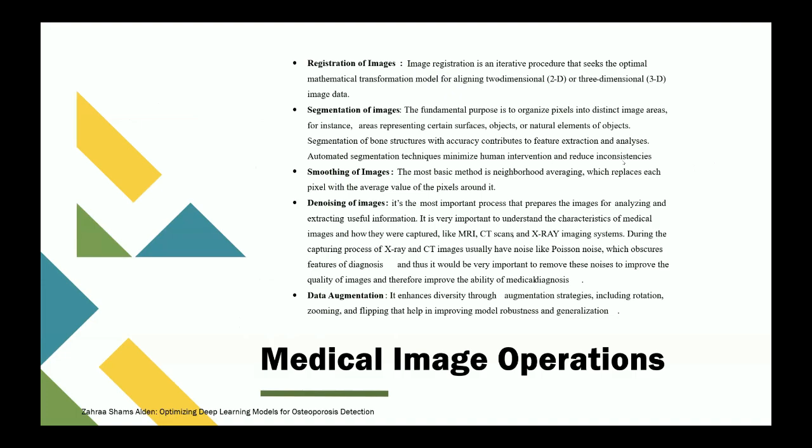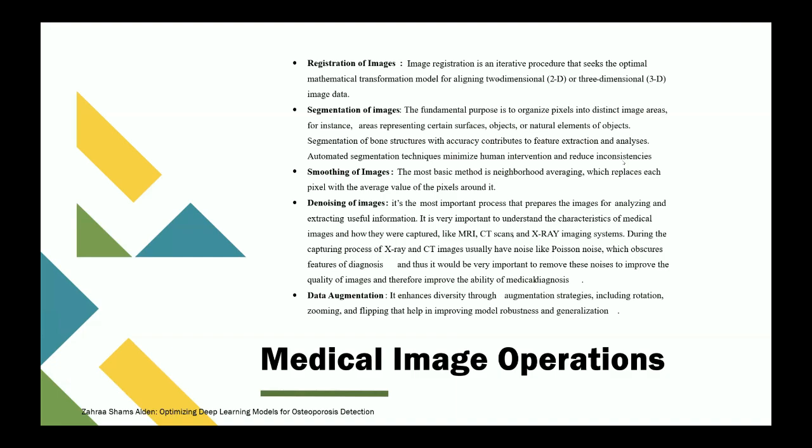These include registration of images, which is an iterative procedure that seeks the optimal mathematical transformation model for aligning two-dimensional or three-dimensional image data. Segmentation of images: the fundamental purpose is to organize pixels into distinct image areas, for instance, areas representing certain surface objects or natural elements of objects. All automated segmentation techniques minimize human intervention and reduce inconsistency.